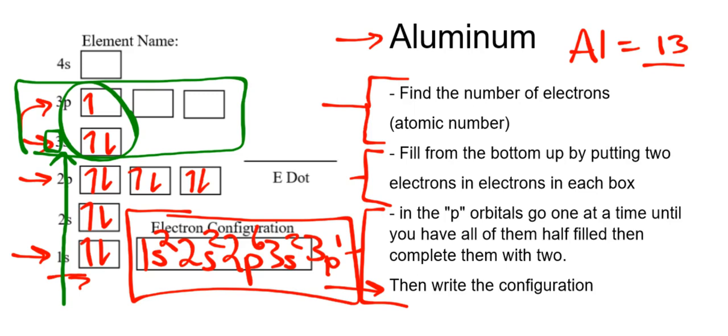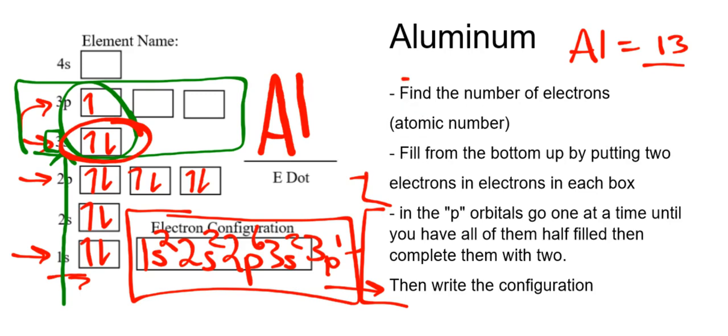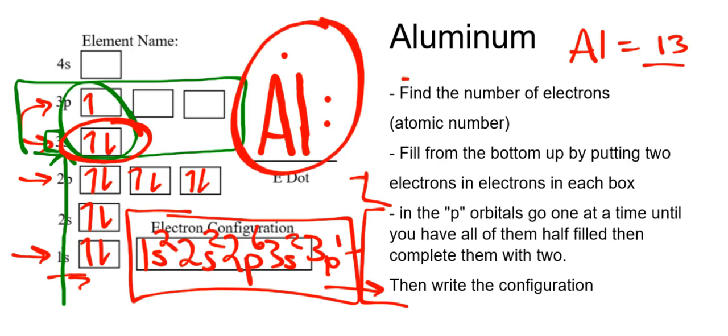All right, hopefully you and your lab partner said aluminum has 3. So we write the symbol for aluminum. And notice the first 2 are together. 1, 2, and then the third one's all by itself. And this would be the electron dot structure for aluminum.